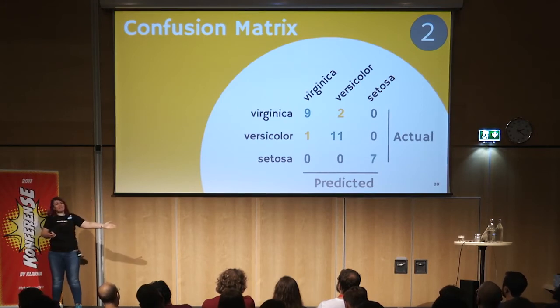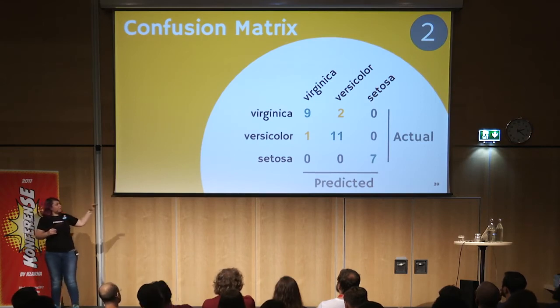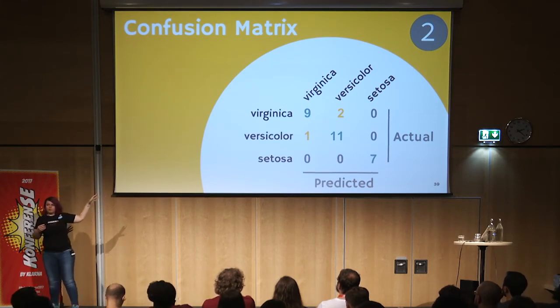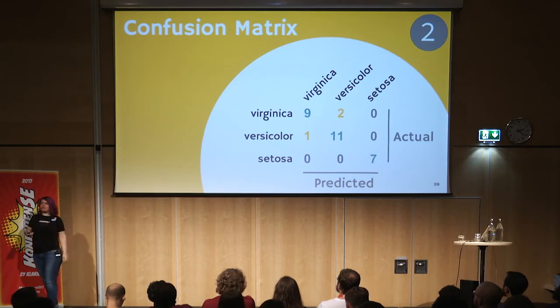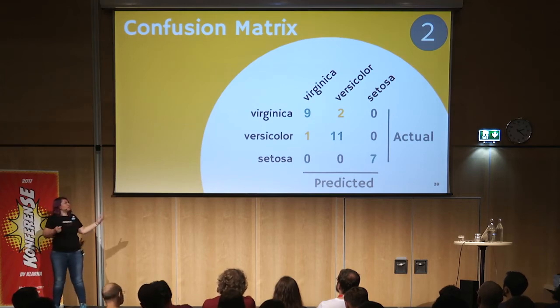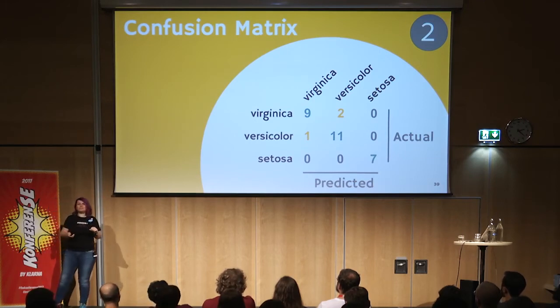If you take the diagonal of it, you can see that those are the ones that it predicted correctly. It plots the predicted value according to the actual one, and the orange numbers are really the numbers that it got wrong, things that it misclassified. So it misclassified two Virginica into Versicolor. I cannot really spell that.